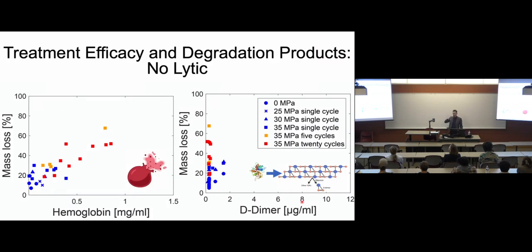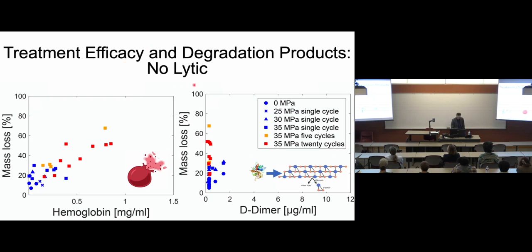Once he measured those two markers, he compared them to an overall metric of treatment efficacy, which in this case is the clot mass loss. So how much of the clot was present before treatment versus how much was present after treatment. What you're looking at on the ordinate for each of these figures is the amount of mass loss. Think of that in your mind as the overall treatment efficacy. And here he's correlating it with our markers of hemolysis, that is this hemoglobin, breaking down the red blood cells, or D-dimer, the action of the thrombolytic drug on the fibrin mesh.